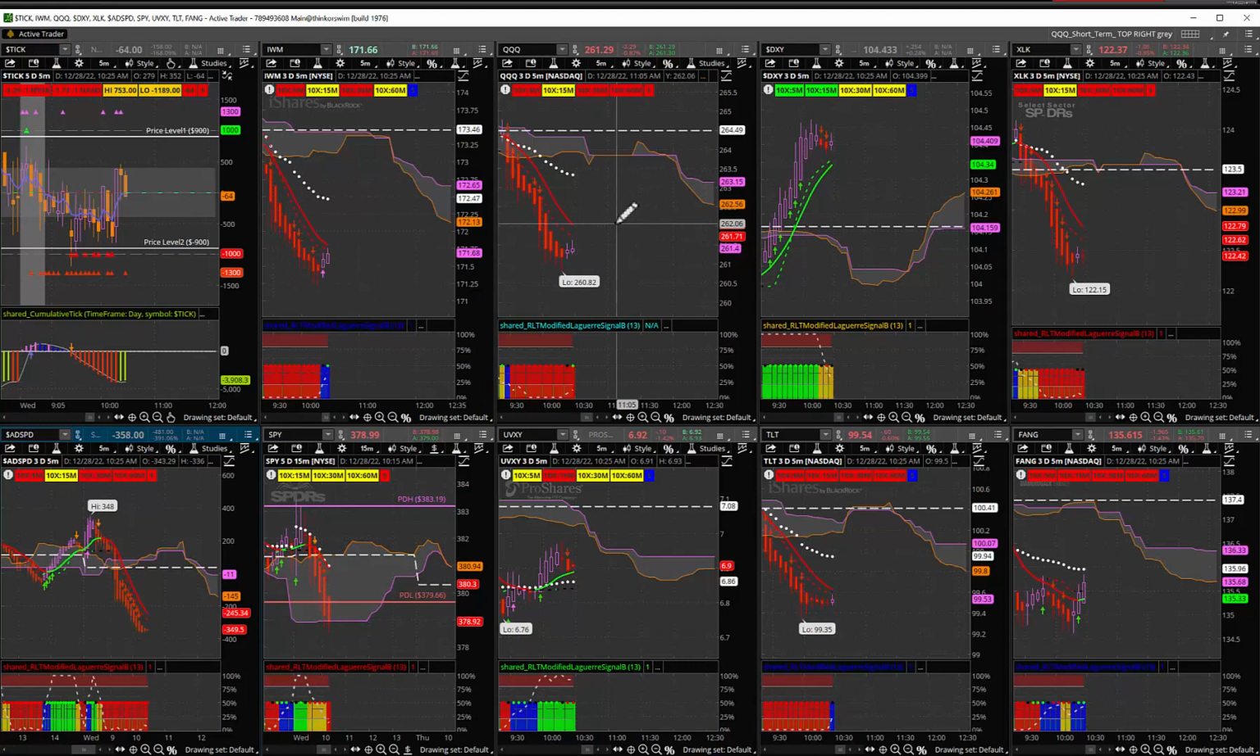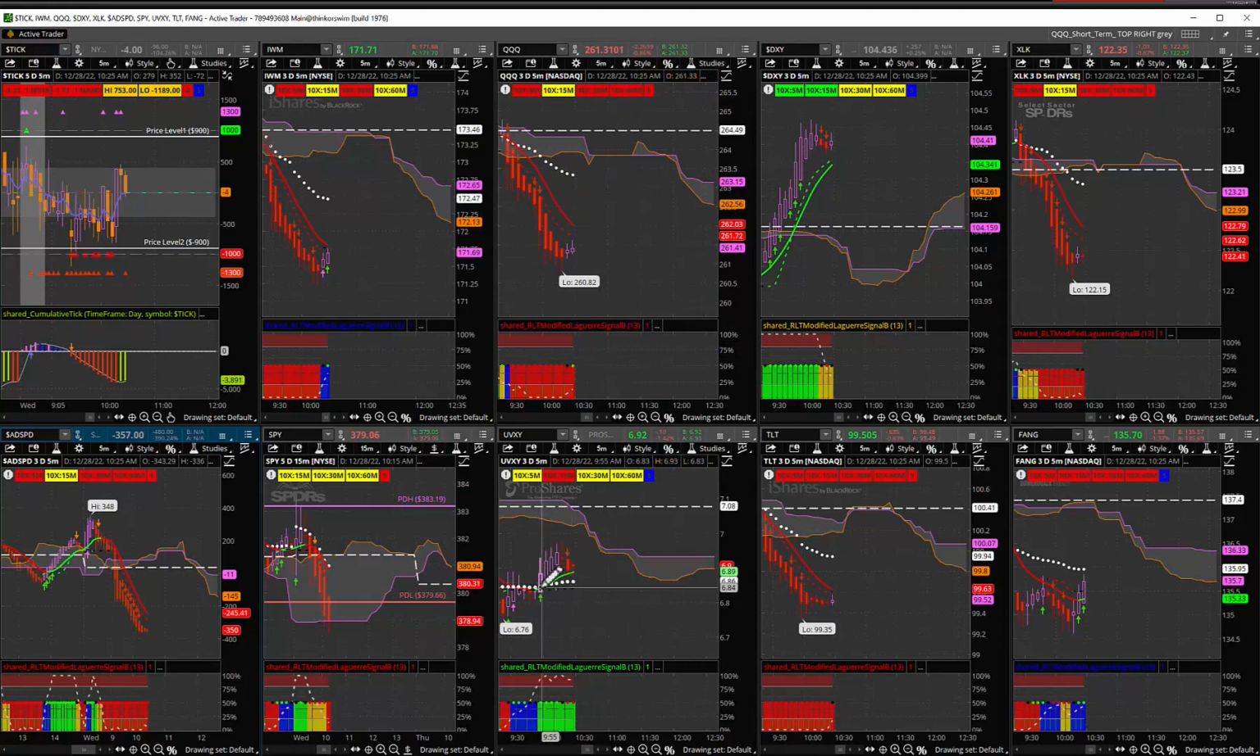And on the QQQ, which looks similar to the IWM, the Russell, we have price below the VWAP, below the cloud, below the trend line. We have some tiny candles here looking like it's trying to reverse. We're still red on the Laguerre.